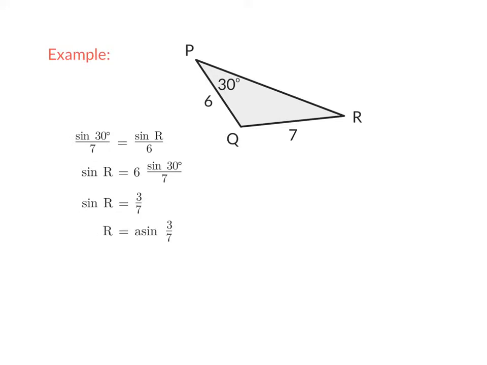Inverse sine can also be expressed as arc sine, or in this case, a sine. So if you use the calculator, we can figure out what angle R is equal to. And this yields angle R is equal to 25 degrees. Now, this concludes this lesson on the law of sines.